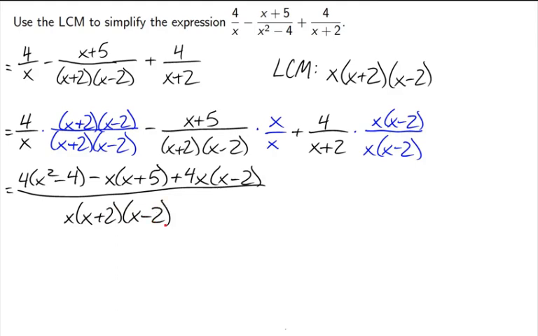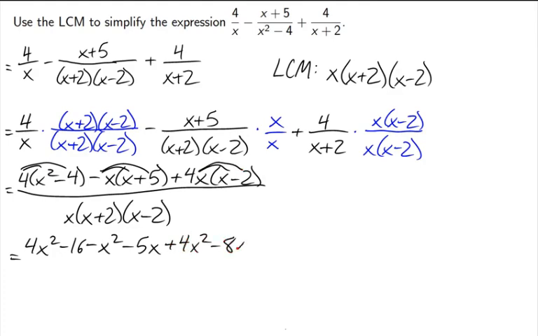Alright, so now let's just simplify this numerator. I get 4x squared minus 16 minus x squared minus 5x plus 4x squared minus 8x, all over x times x plus 2 times x minus 2.